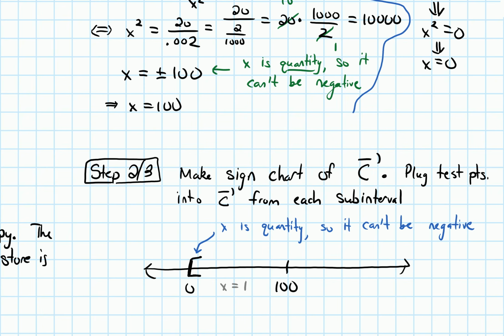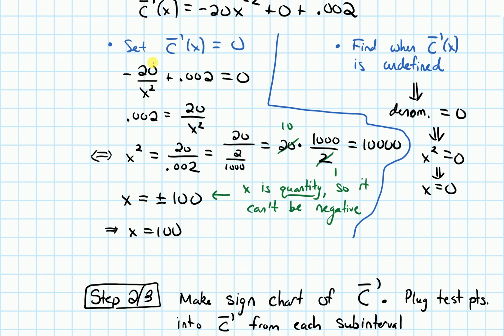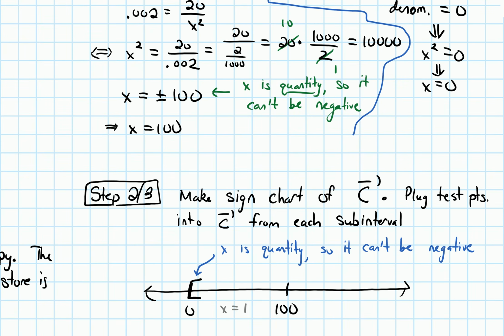And then for something bigger than 100, remember, I'm going to have to plug into my derivative function. That was negative 20 over x squared plus 0.002. Ideally I'd like to plug in some nice number, and I think 200 is going to be a little bit easier computationally than something like 101. But if we wanted to do 101 or 102 or 1,000 or even a million, all of those would work because all of those are in this subinterval.